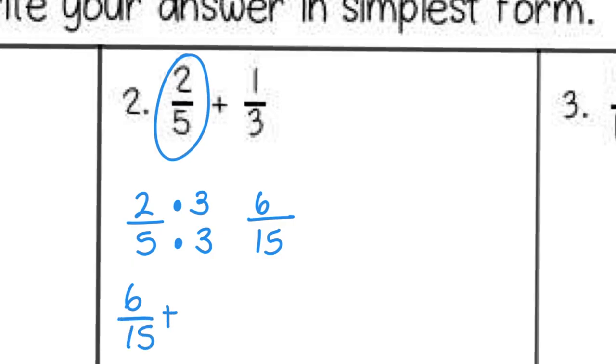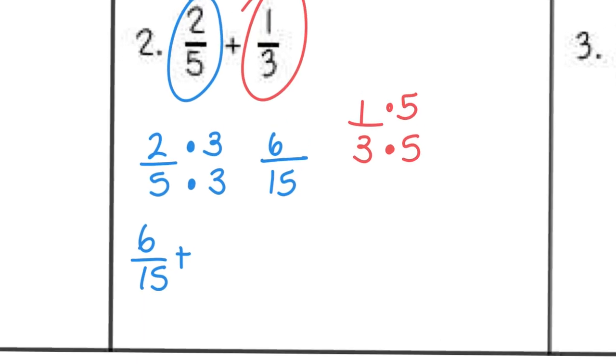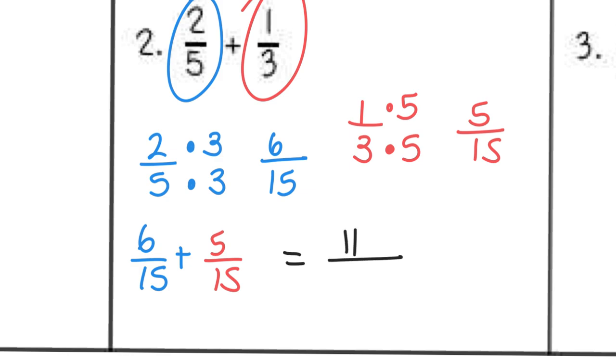Plus, now let's take the 1/3. I'll use a different color. 1/3. What do I have to multiply 1/3 by? The 3 at the bottom to make it a 15. And then if I do that at the bottom, I have to do that at the top. So what's 1 times 5? What's 3 times 5? So that turns into 5/15. Can you add them now that the denominators are the same? Yes. So I'm going to say 6 plus 5, which is 11, out of 15. Can I simplify that? No, I leave the denominator 15, and 11/15 is not able to be simplified.